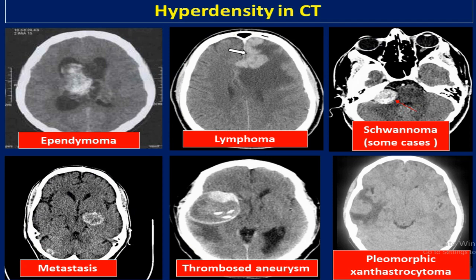These are the common lesions we see in practice that are mostly hyperdense in CT brain. Number one, ependymoma. Number two, lymphoma. Also, some cases of schwannoma, also metastasis, thrombosed aneurysms, and a gliotic tumor called the pleomorphic xanthoastrocytoma. We will take each one and speak about it separately.